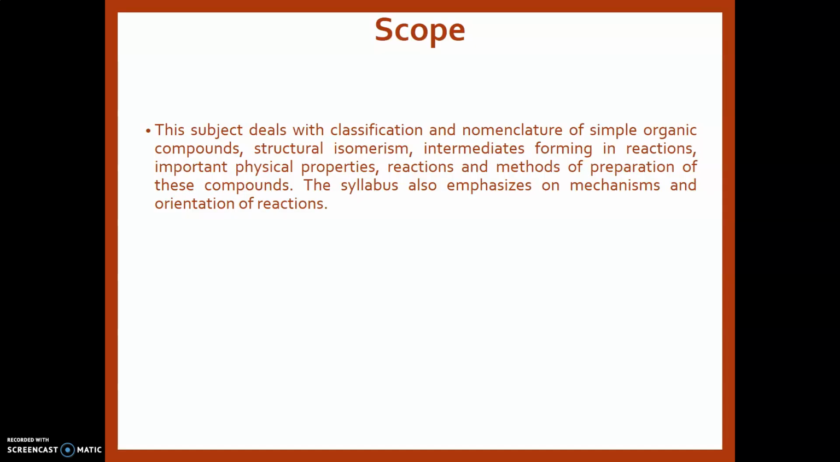Already we know about the scope of the syllabus. This subject deals with the classification and nomenclature of simple organic compounds, structural isomerism, intermediates formed in a reaction, important physical properties, reactions, and the methods of preparation of these compounds. The syllabus also emphasizes the mechanism and orientation of reaction. All these are the scope related with pharmaceutical organic chemistry first.